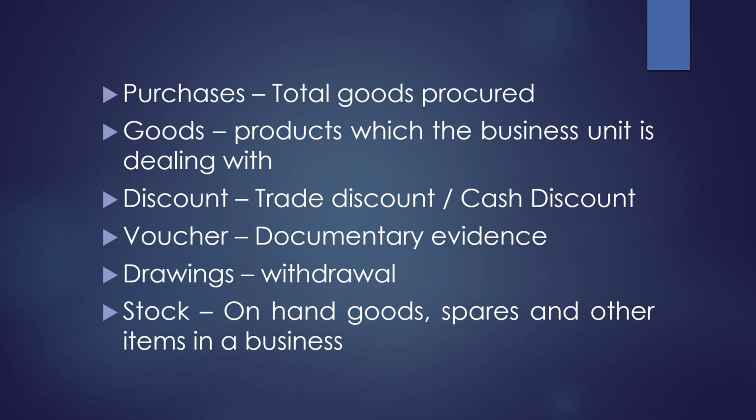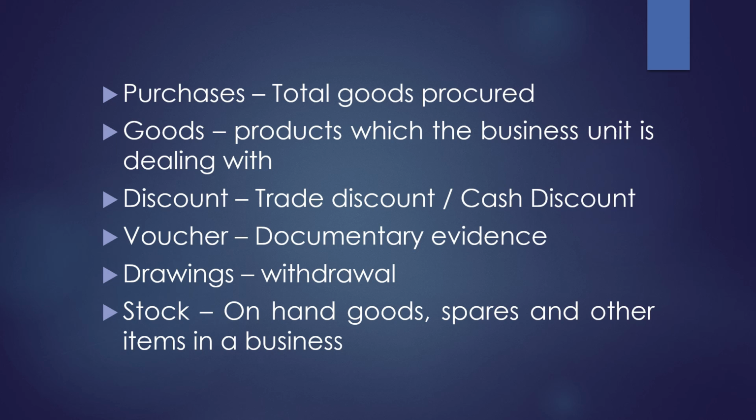We have a few other important terms that we need to know before we proceed. Purchases are nothing but the total goods that are procured by a business in order to, say, manufacture or resell them. It depends on what type of business it is. Next is goods. Goods are products which the business unit is dealing with. Now, we all know what discount generally means. Discount means a reduction in the actual price of the product.